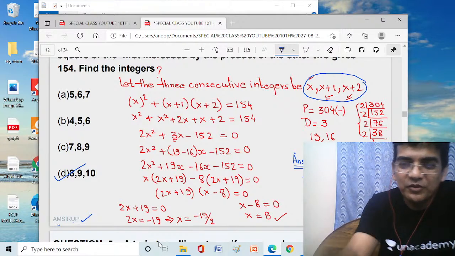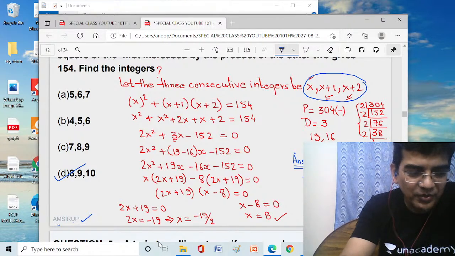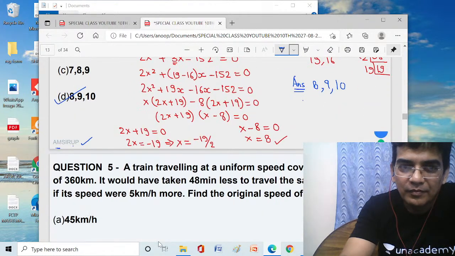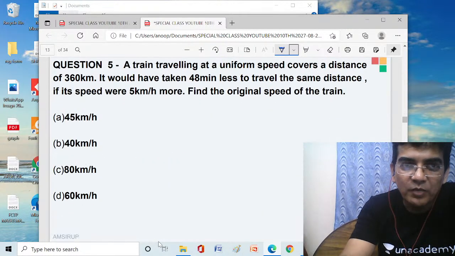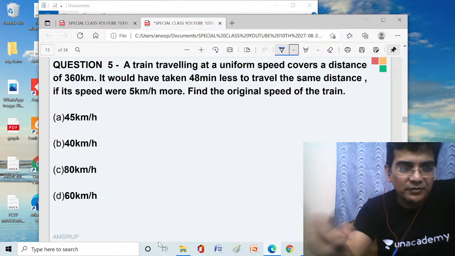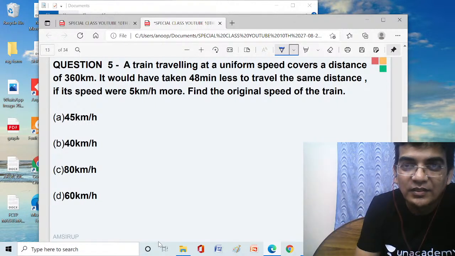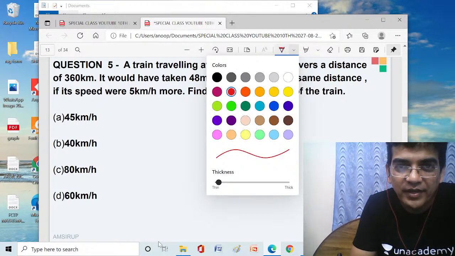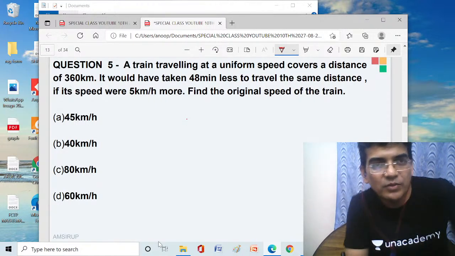Okay, now moving on to the next question. So let's see what we have in the next question. Okay, it's again a problem based on quadratic equation. It's a question that is based on problems on a quadratic equation. Okay, now let's try this one.